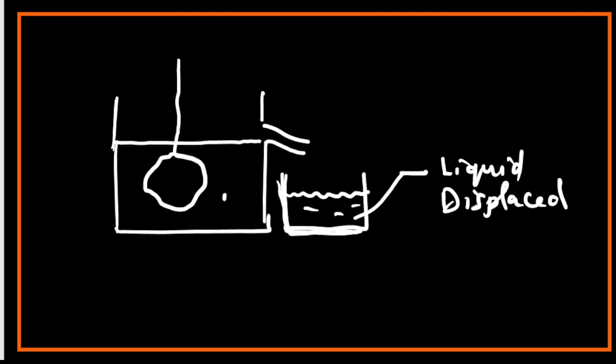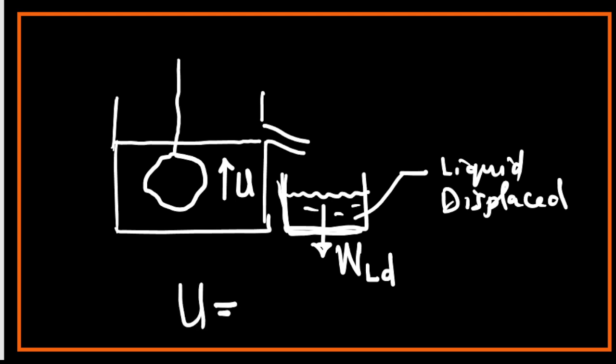So we have upthrust, which is the upward force experienced by the object, U. What Archimedes is telling us is that when you measure the weight of the liquid displaced, let's call that WLD, where LD represents liquid displaced, it would be equal to the upthrust. So upthrust equals the weight of liquid displaced.